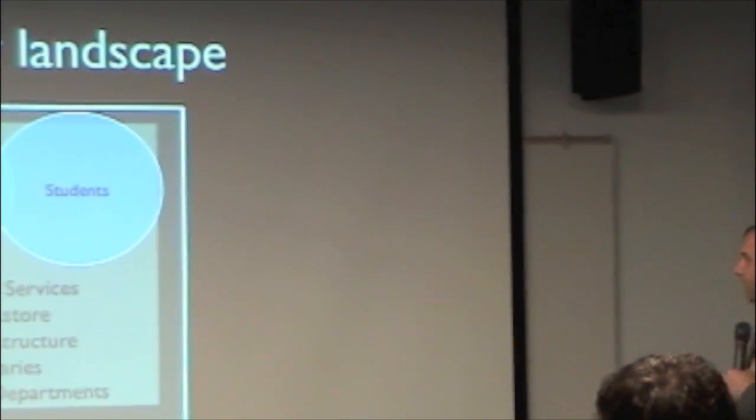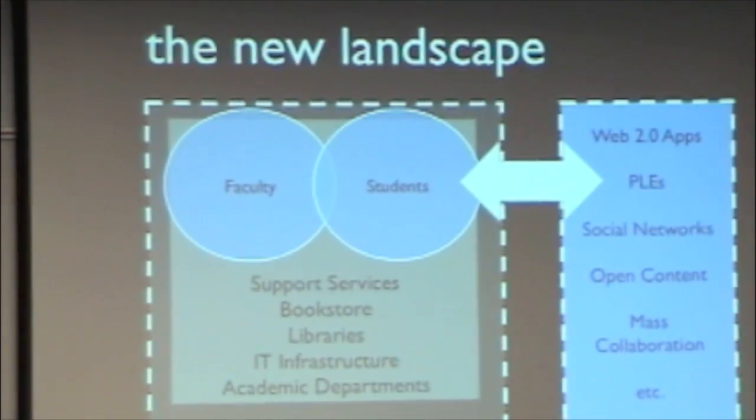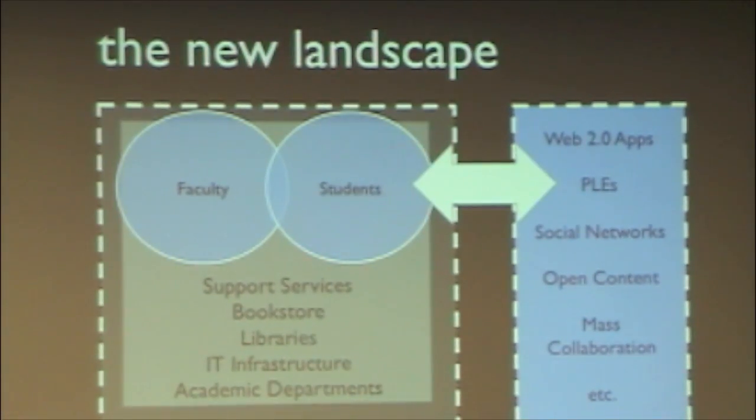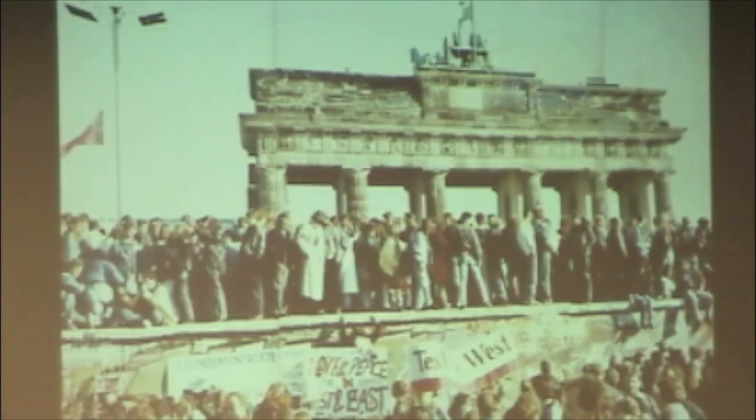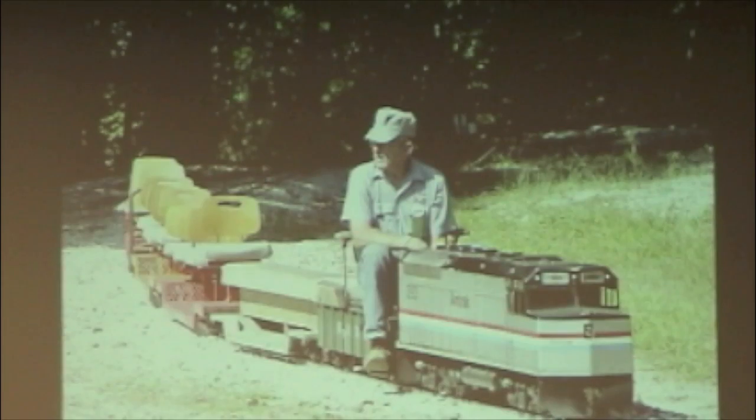If this is the old landscape, the new landscape looks like this. Our borders are permeable, and now there's interaction with all sorts of other tools, entities, organizations. And whether we like it or not, the walls are going to come down. So it's time for us to get on the Cluetrain Express.